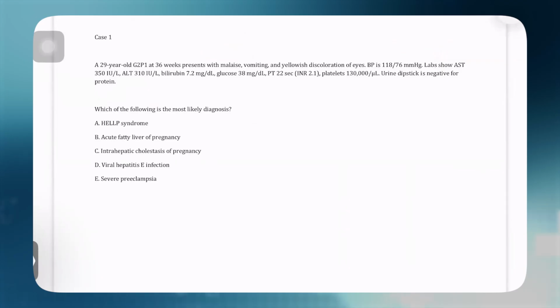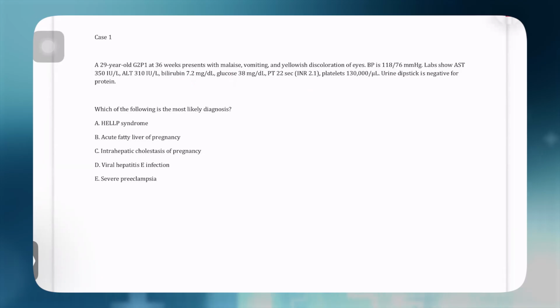So let's see the questions. A 29-year-old second gravida, 36 weeks pregnant, with malaise, vomiting, yellow discoloration, BP normal. Labs show AST 350, ALT 310, bilirubin 7.2, out of proportion elevated. Glucose only 38, hypoglycemia. PT INR 2.1, platelets more than 1 lakh, 1 lakh 30. Urine dipstick negative. What is the diagnosis? Acute fatty liver of pregnancy.